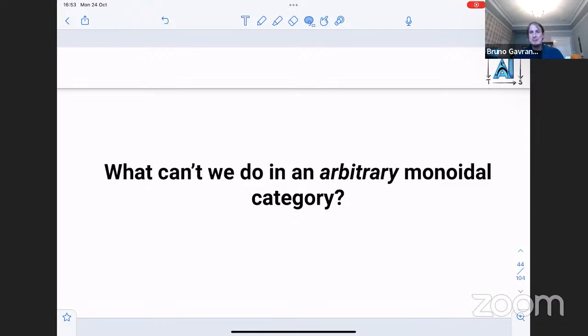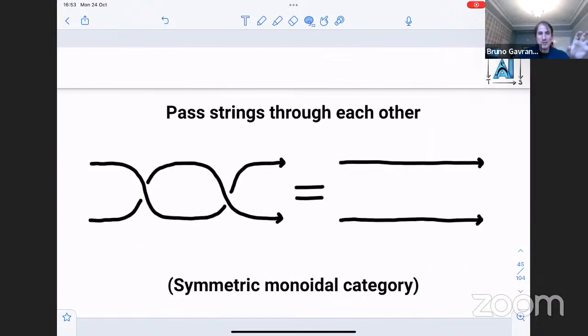Once you start doing category theory and thinking about monoidal categories, it takes a while to understand what each of the axioms are doing. But I want to just give you a quick rundown of some of the things you might think you can do, but you can't. Or at least you have to be upfront and specify that you're in a particular kind of setting. So in an arbitrary monoidal category, you cannot pass strings through each other. If you can pass them through each other and consider like nothing happened, you are in a setting that's called a symmetric monoidal category.